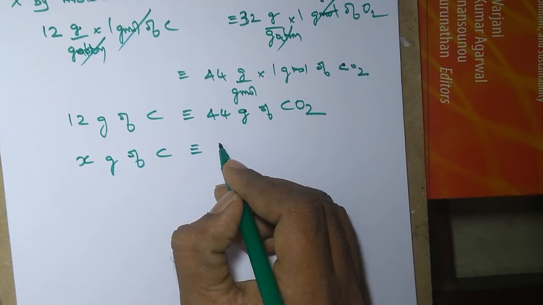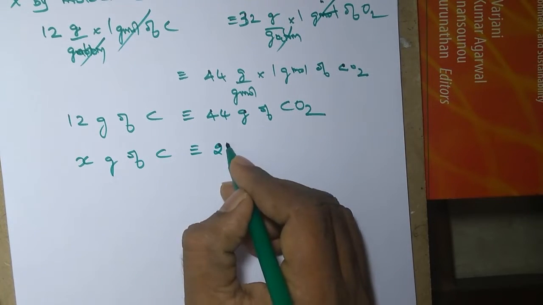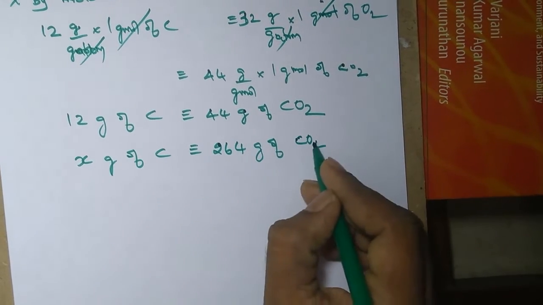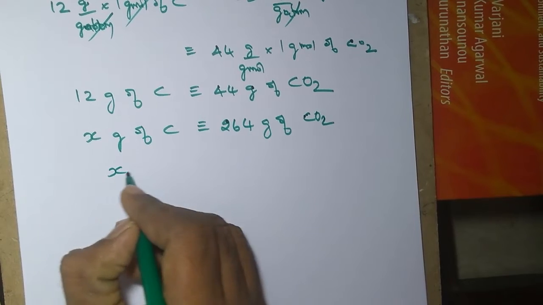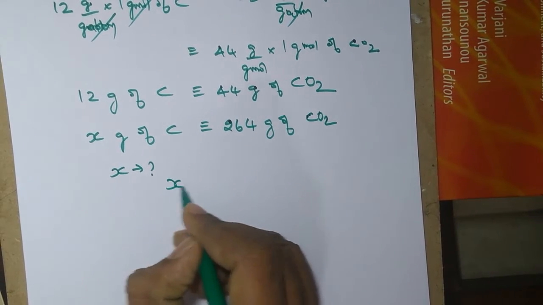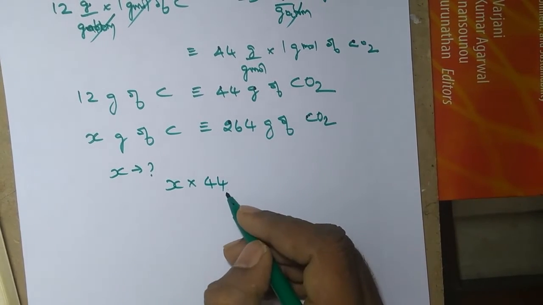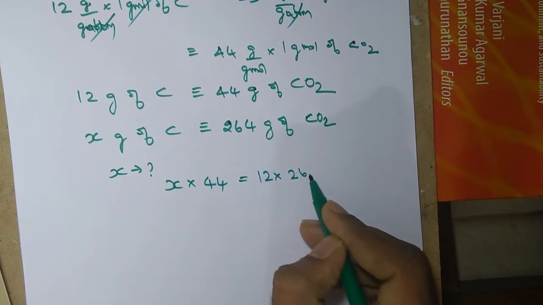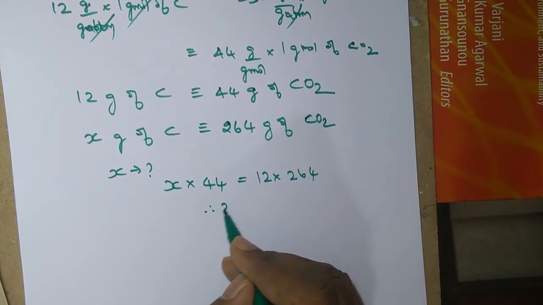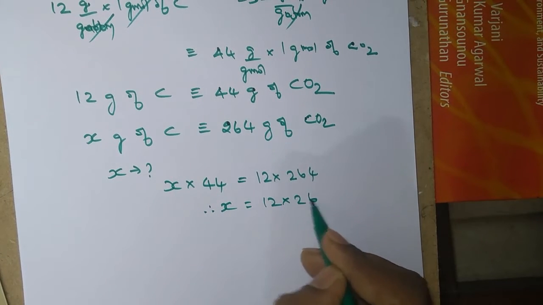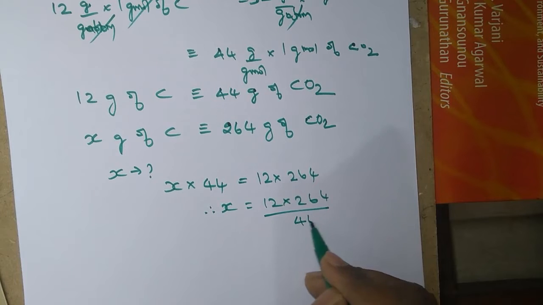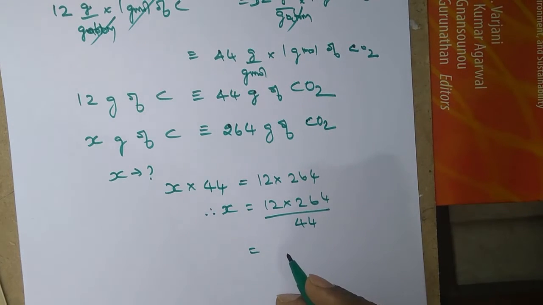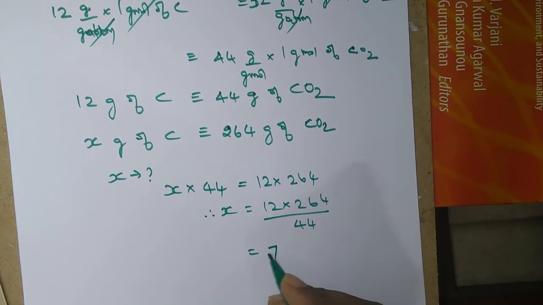The question given is 264 grams of CO2. How many grams of carbon does it contain? So x grams of carbon corresponds to 264 grams of CO2, and we can find x easily. x into 44 is equal to 264 into 12. Therefore x is equal to 12 into 264 divided by 44, which is 72 grams.